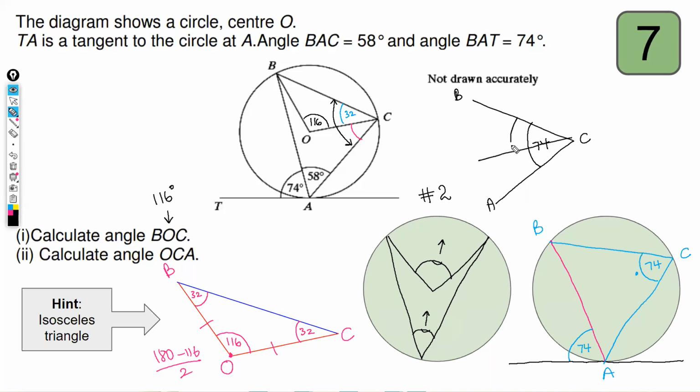And you know this portion is what? 32. Look at it. The whole angle is 74. This portion is 32. How much again do you need to complete it to make it 74? It will be 42. 74 minus 32 is 42.